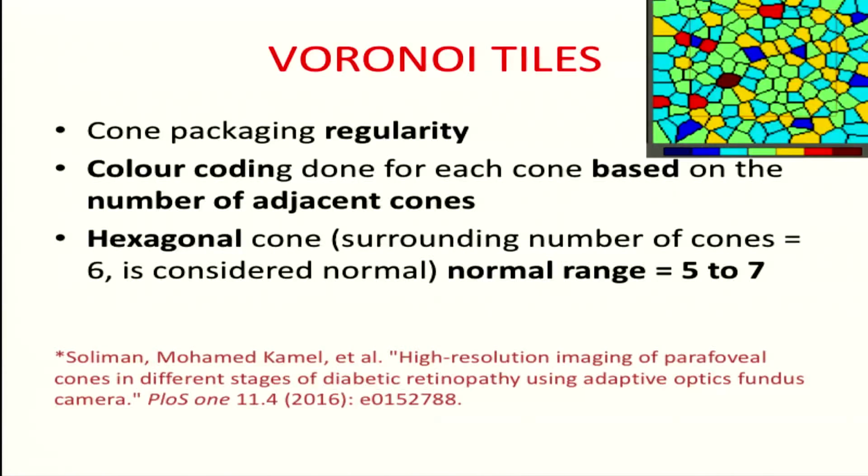These are the Voronoi tessellations of the photoreceptors, where the green cells are considered to be normal, having the hexagonal structure and therefore 6 to 7 neighboring cells. If the geometry of the photoreceptor is altered, the neighboring cells would be fewer.